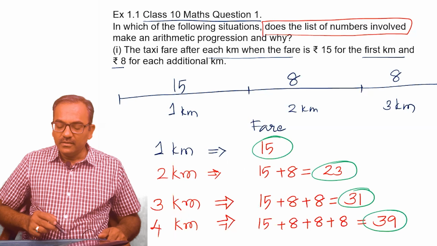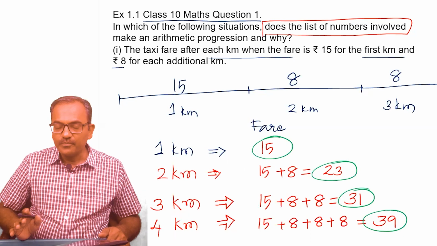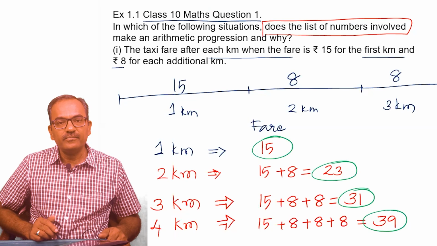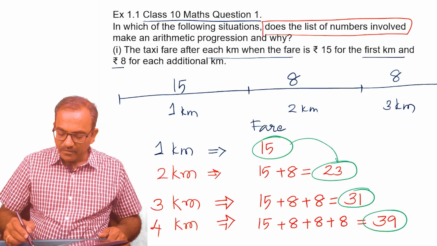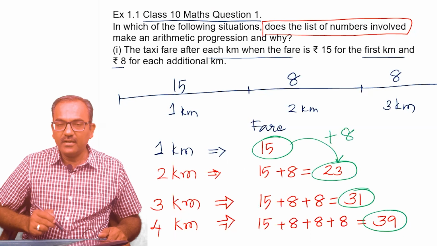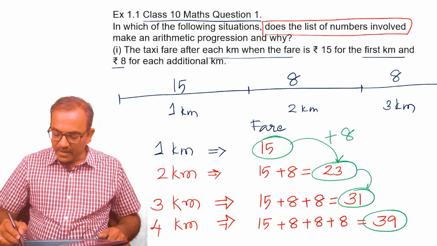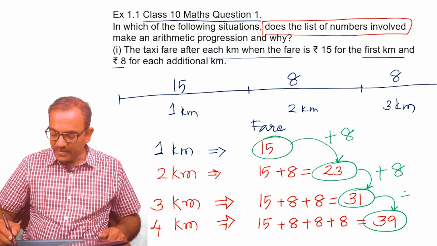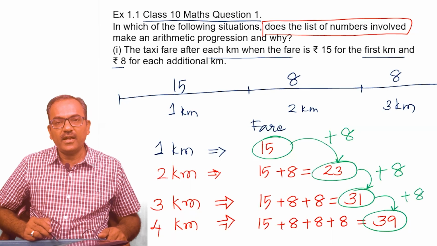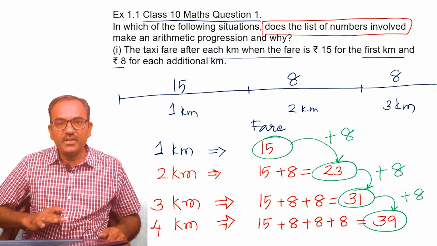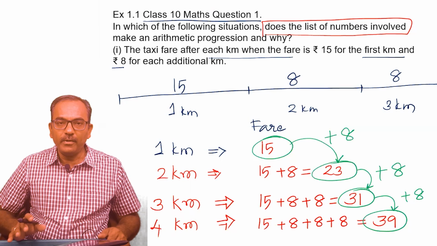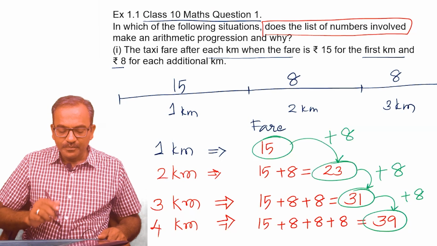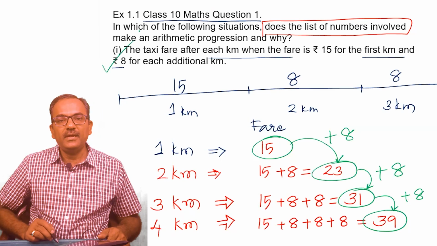Now do you think the set of these numbers follows an arithmetic sequence? Of course yes, because from 15 you are adding 8 to become 23, and from 23 you are adding 8 to become 31, and from 31 you are adding 8 to become 39. So it absolutely follows all the properties that are meant for the arithmetic progression. Hence this is an AP.